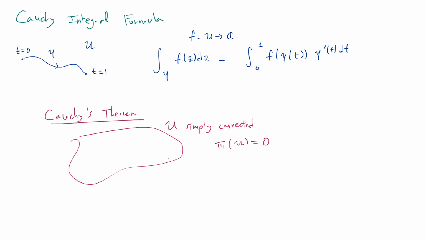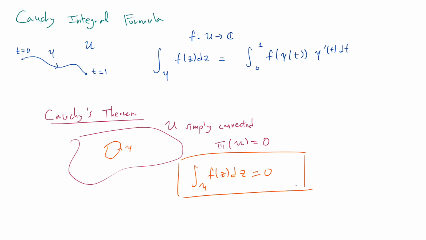You don't have any obstruction to these paths continuously deforming down to a point, and that really means the fundamental group is 0, as you know from the topology part of 55. And what Cauchy's theorem says is if I have a simply connected domain and I consider some path gamma here, and you look at the integral over gamma of f of z dz, then you actually get 0.